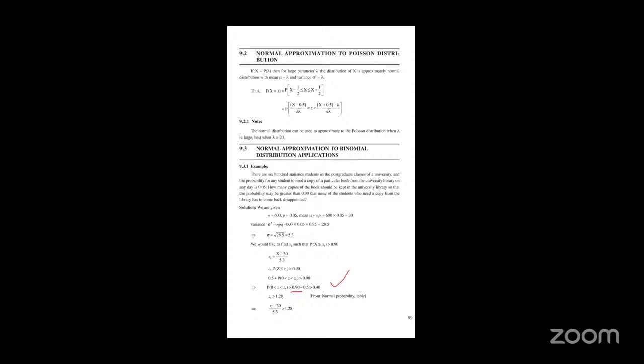From the normal distribution table, the value corresponding to this is approximately 1.28. So the standard normal variate should be greater than 1.28.